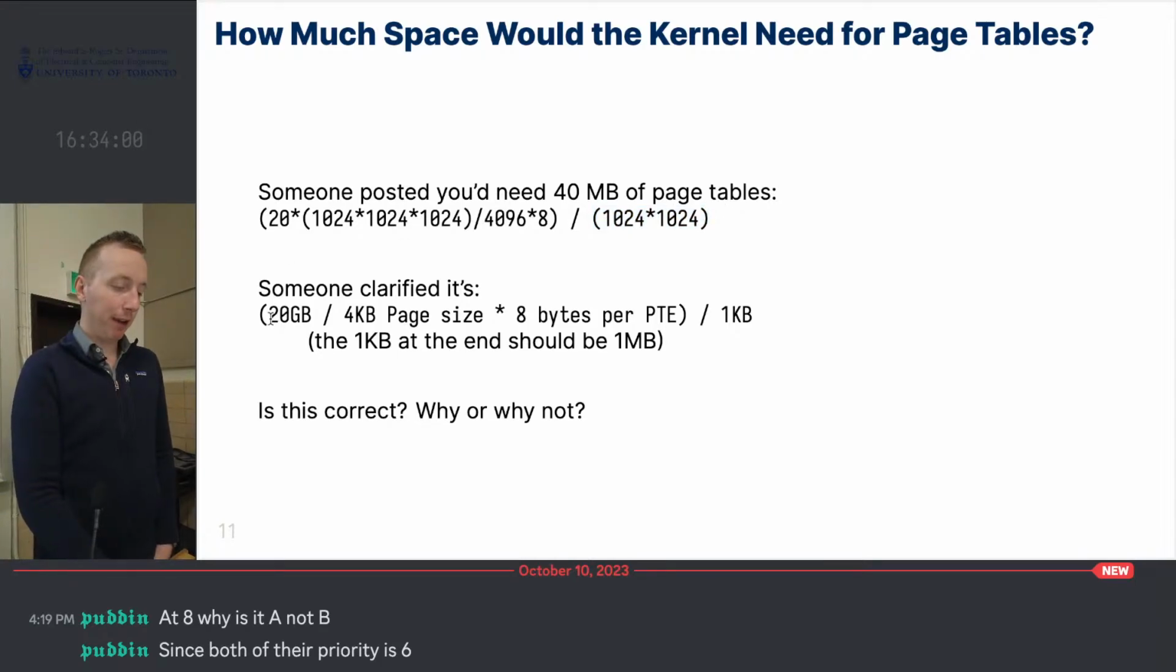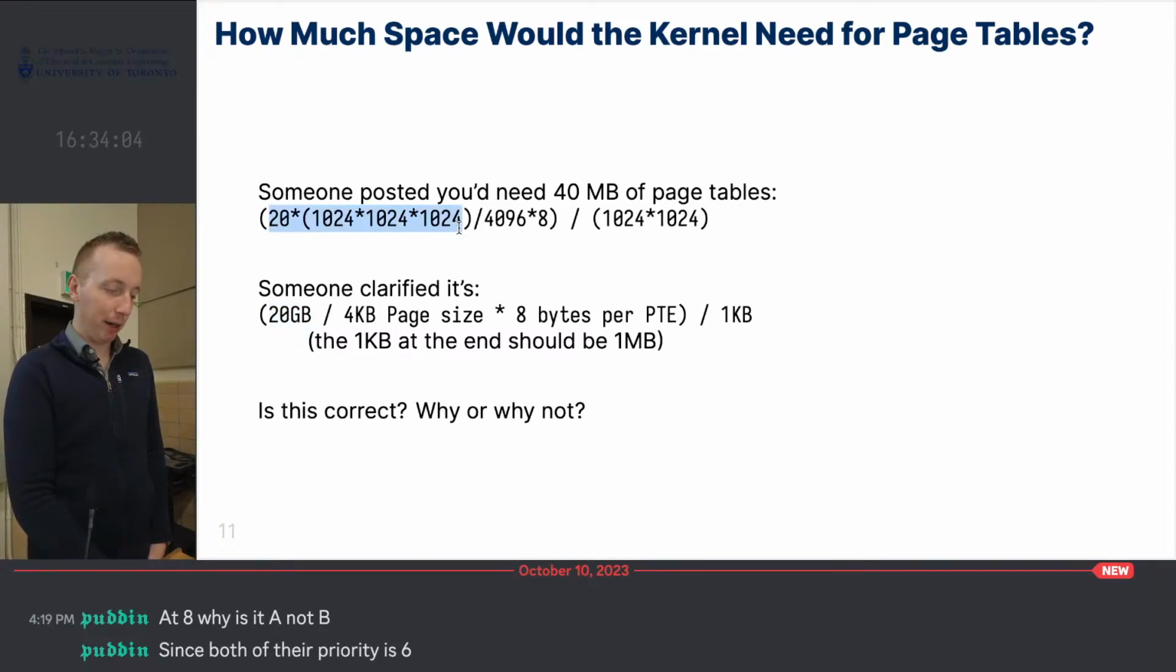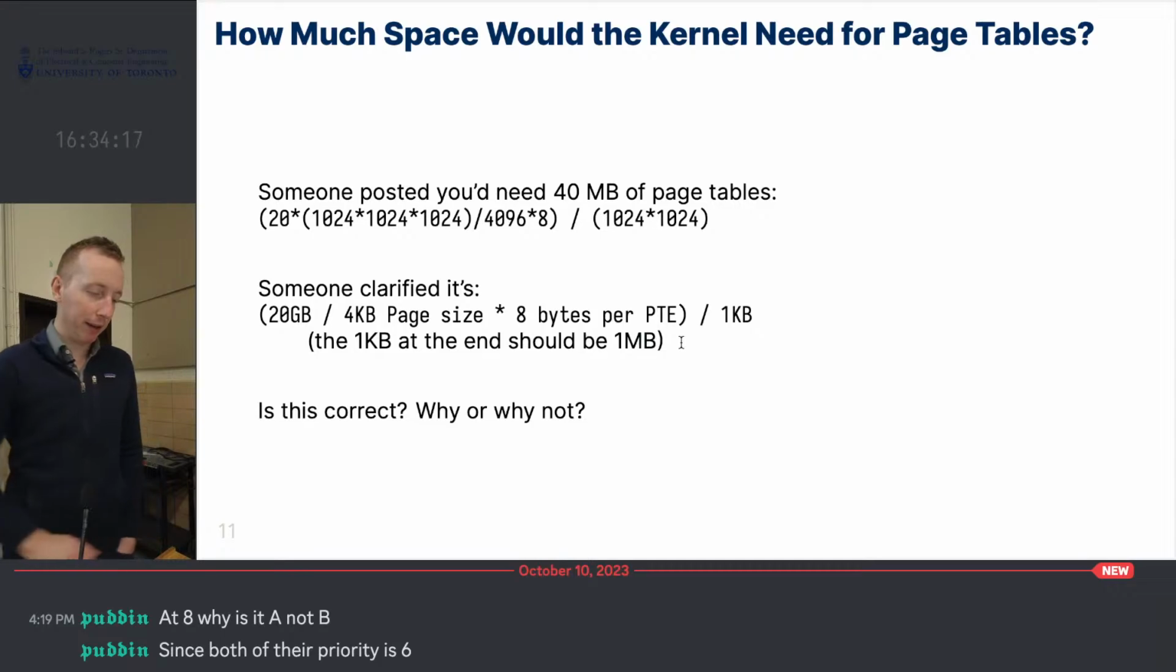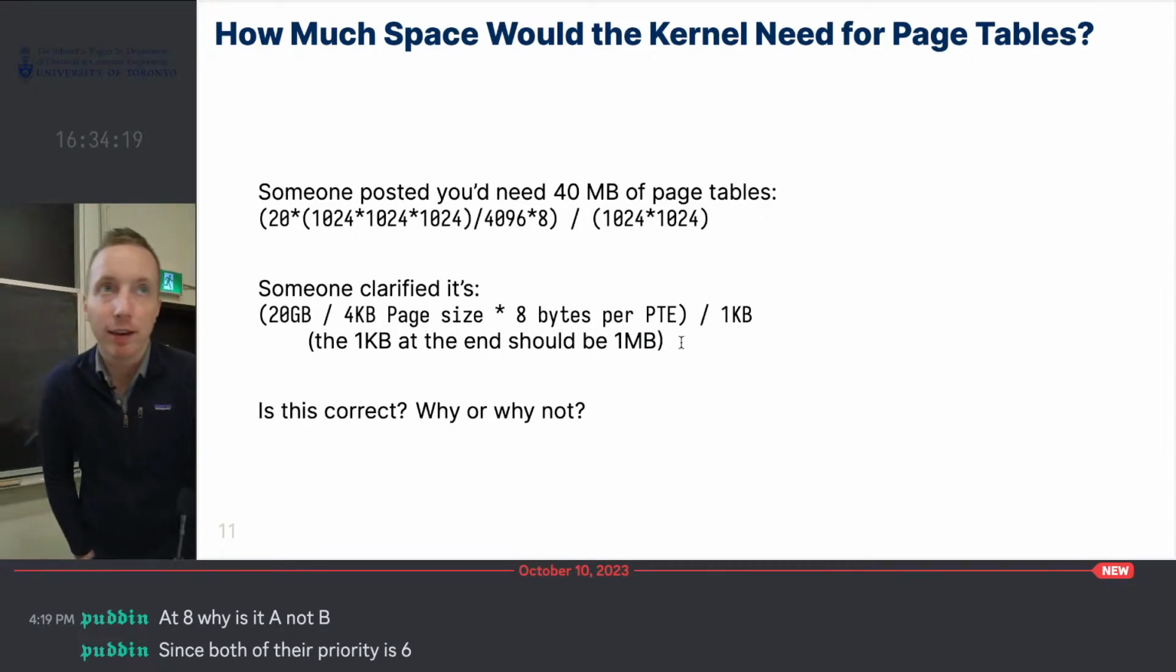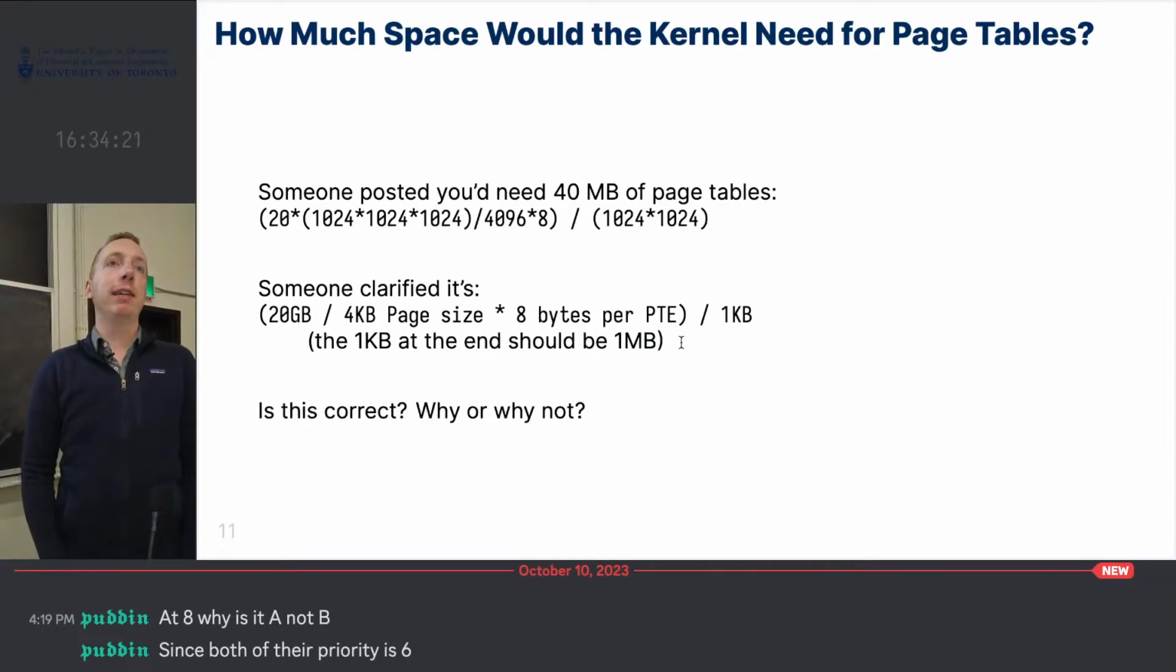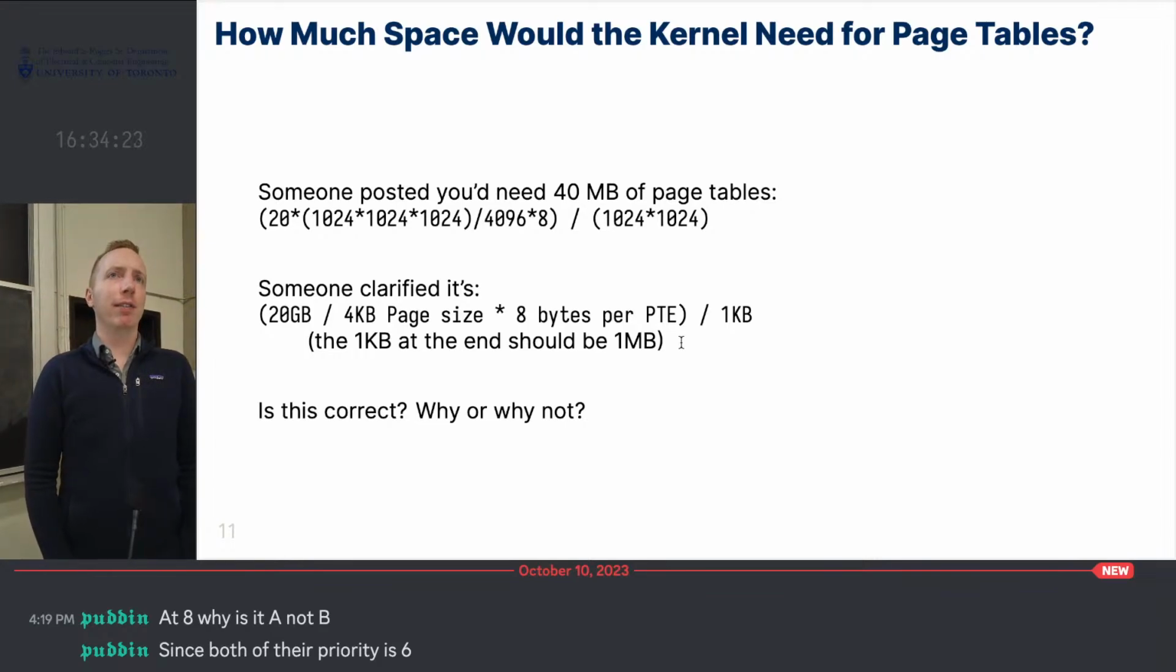So someone clarified later that this was 20 gigabytes, so this part divided by the 4K page size, times the 8 bytes per page table entry divided by 1 kilobyte, which must have been a typo because they meant 1 megabyte. So is this correct? Is this the only thing we need for the page tables?